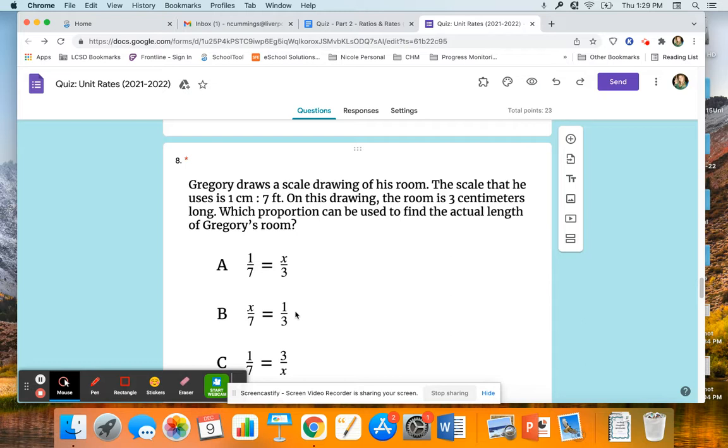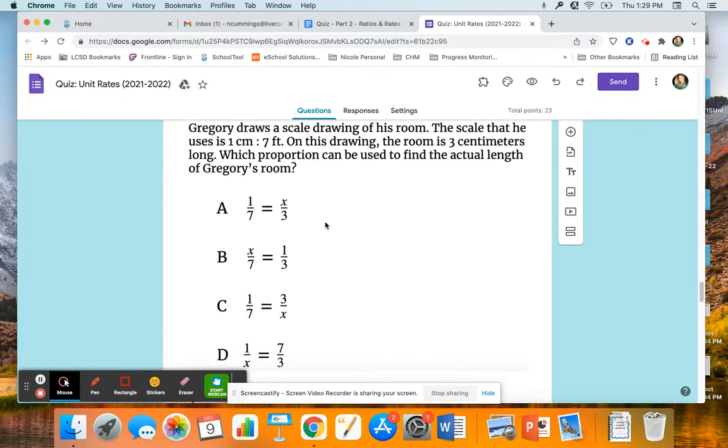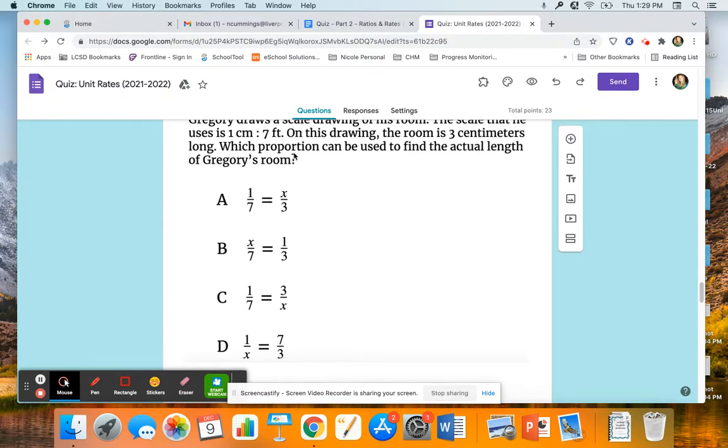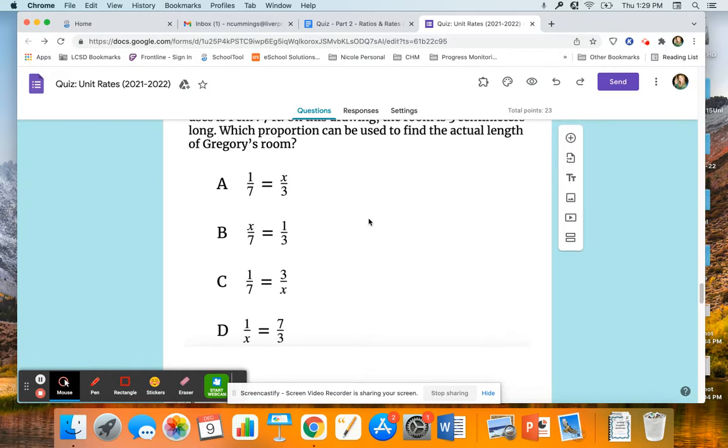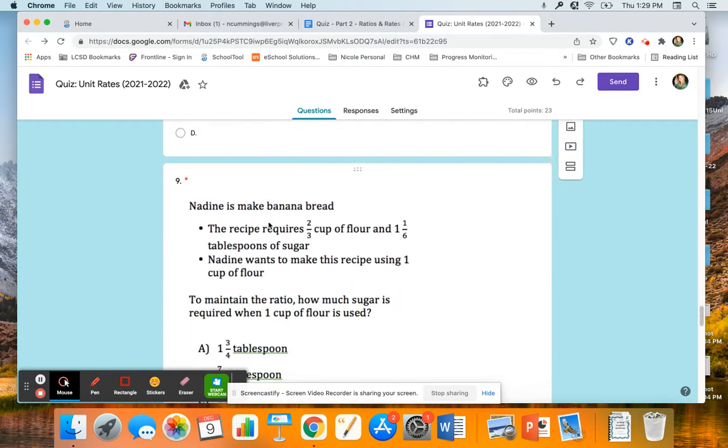Gregory draws a scale drawing of his room. The scale that he uses is 1 centimeter for 7 feet. On this drawing, the room is 3 centimeters long. Which proportion can be used to find the actual length of Gregory's room? So which one of those will help you find the actual length of Gregory's room? A, B, C, or D?